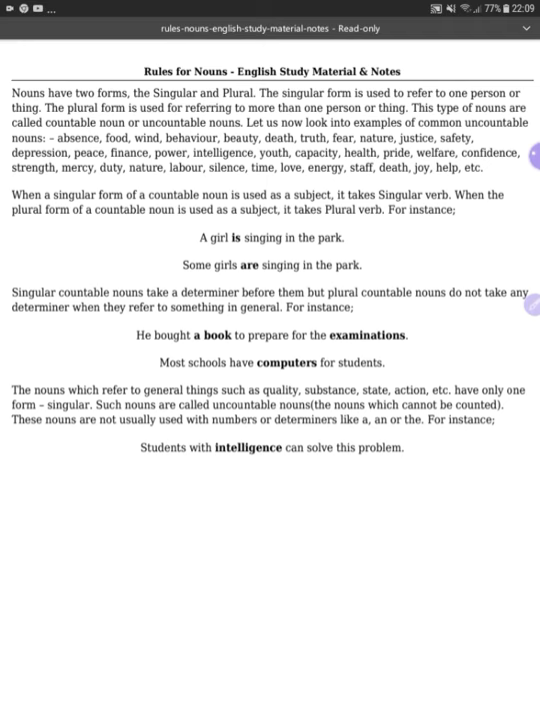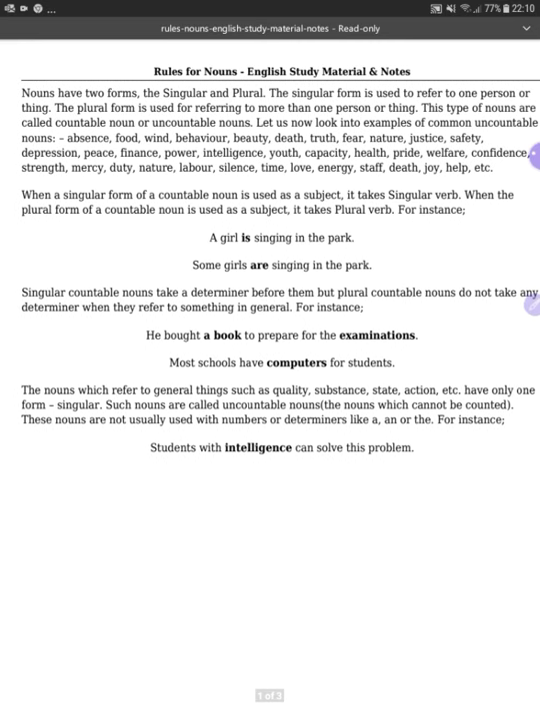That is, the first form is singular and the second one is plural. So what does the singular form mean and what does the plural form mean? So I'll read it out for you. The singular form is used to refer to one person or thing. On the other hand, the plural form is used for referring to more than one person or thing.